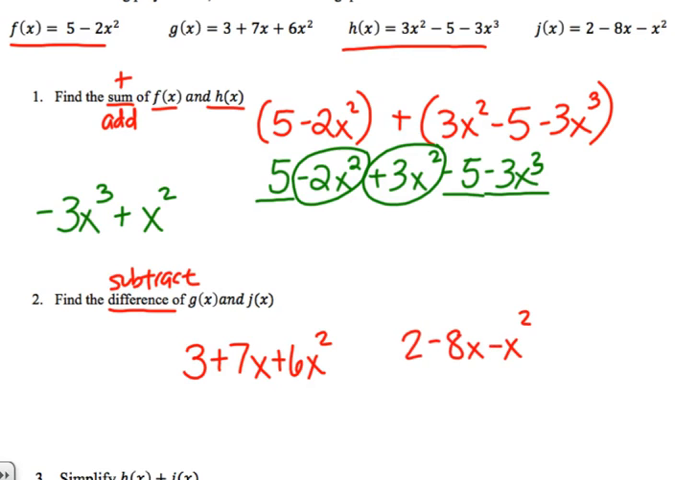Okay, the most common mistake is you don't put parentheses and you would put a minus sign right there. But if you would do that, you're only really subtracting that 2. If you put parentheses, then you are subtracting the 2, you're subtracting the negative 8, and you're subtracting the negative x squared. So if you don't put parentheses, your signs could be wrong.